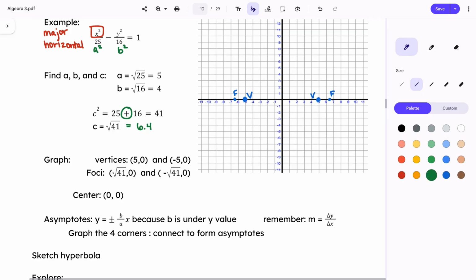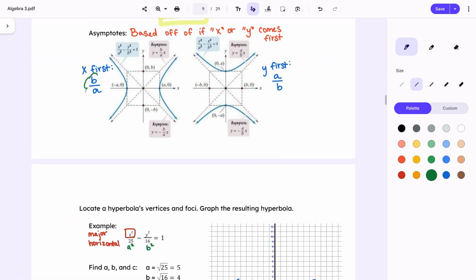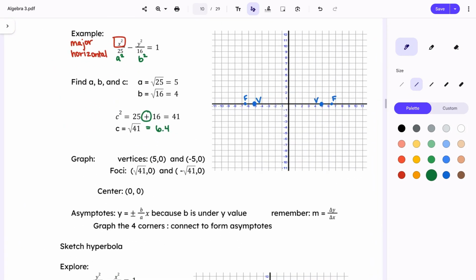Since x comes first, as I wrote on the previous page, when x comes first, that means you're going to put b over a. So down here, since x comes first, they're showing you that they're putting b over a. My b term we said was 4, and my a term we said was 5. So this is going to be like the equation y equals 4/5 x.